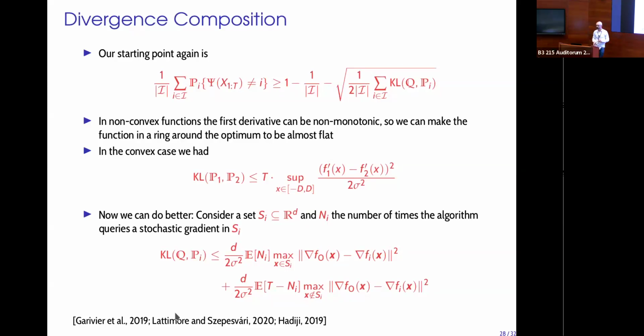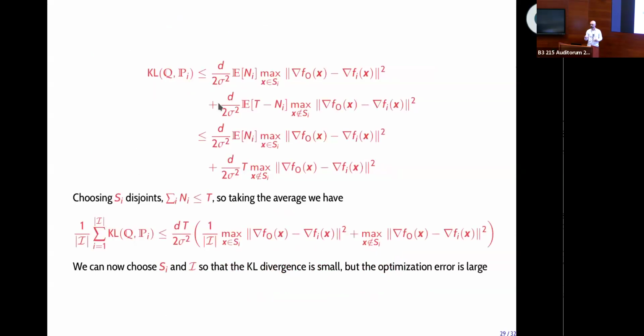And by the way, this idea comes from online learning. This is a tool that was developed by online learning people to prove lower bounds, but for bandits, multi-armed bandits. And this is the first time that somebody used it to do lower bounds for optimization. Okay, so this is the basic idea. So basically, we now have these two different terms. And by the way, here we have the total number of times minus the number of times that you're in a certain area. We just upper bound it with the total number of queries. So we have these two terms.